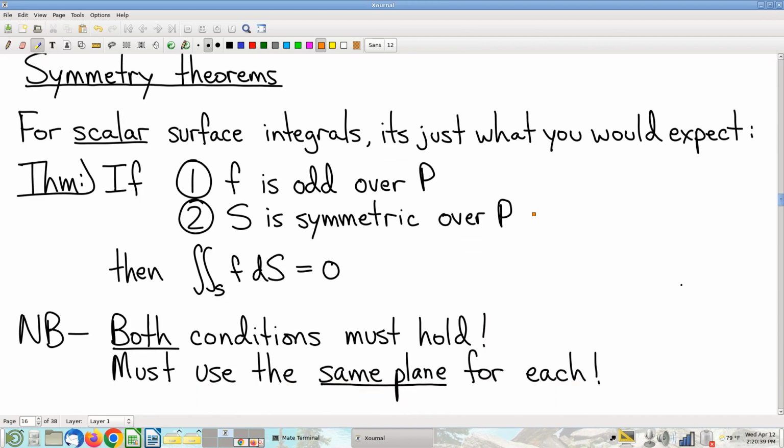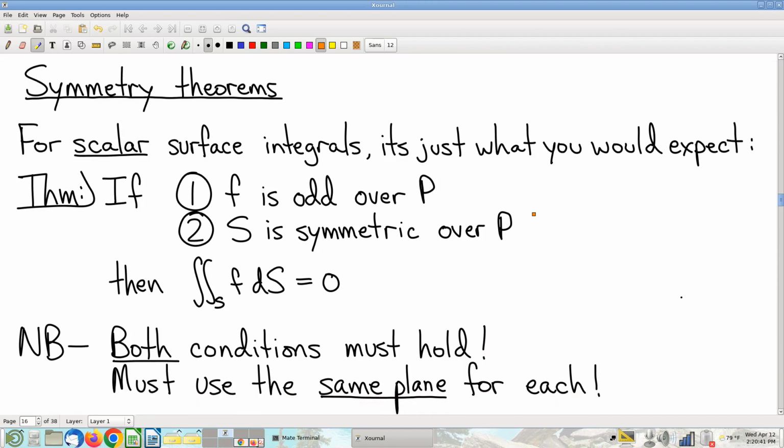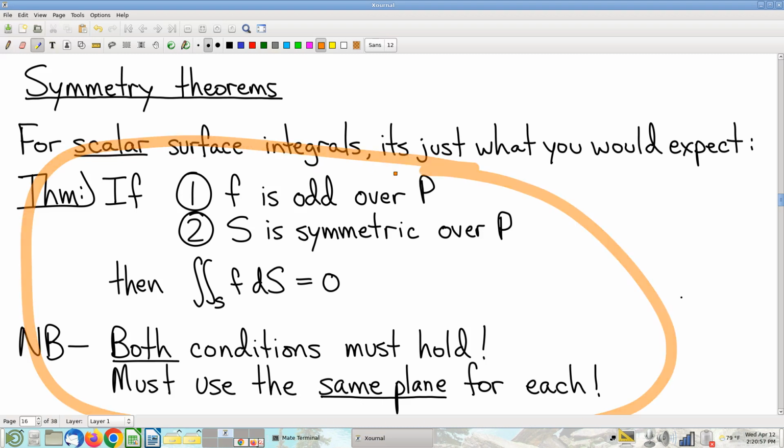Okay, let's talk about symmetry theorems. Again, y'all know I'm a big fan. I think they're wonderful, extreme time savers in a lot of cases. So here we go. We have a symmetry theorem for scalar surface integrals. I want you to notice how familiar the layout on the page of these statements is. I did that very much on purpose. I want that analogy to be as clear as possible. So let's walk through the details.